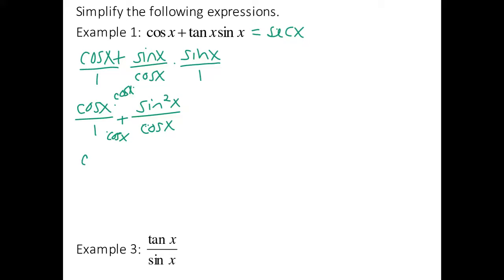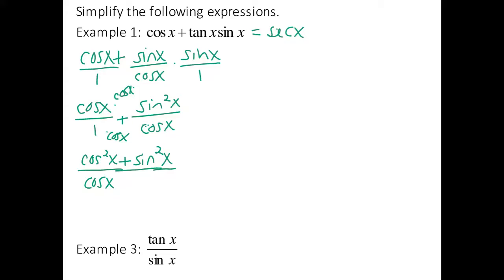So now I'll have cosine squared of x over cosine x. And then we can go straight to one big fraction because now the denominators will be the same, plus sine squared of x. Now, at this point, I'm kind of stuck. Everything's already in sines and cosines, so I can't really transition anything else. So how do I proceed?